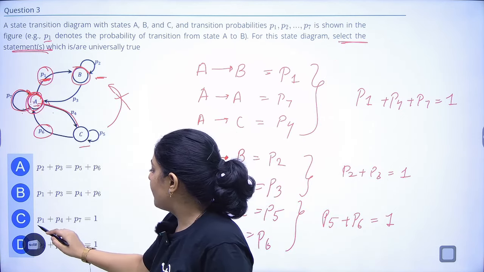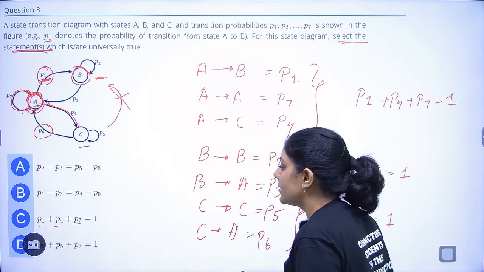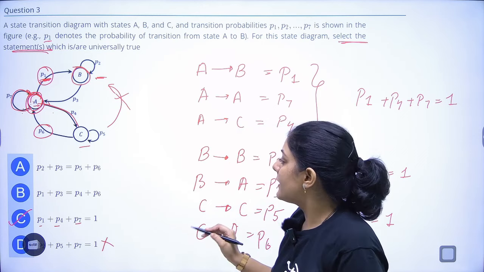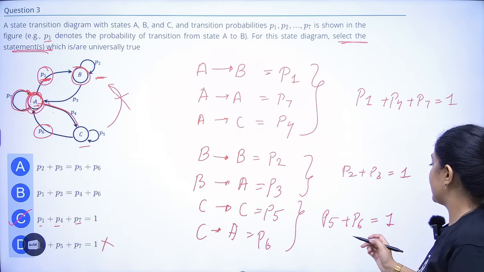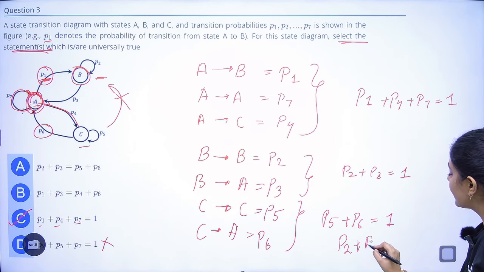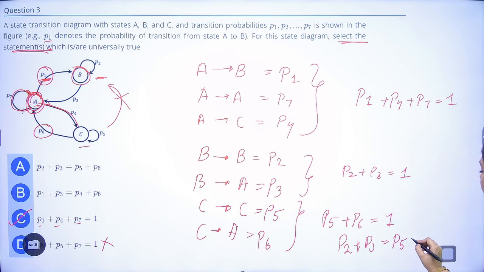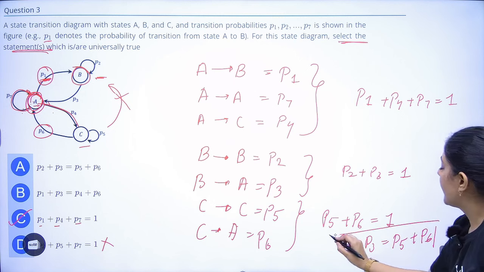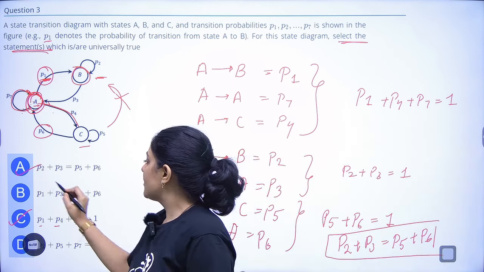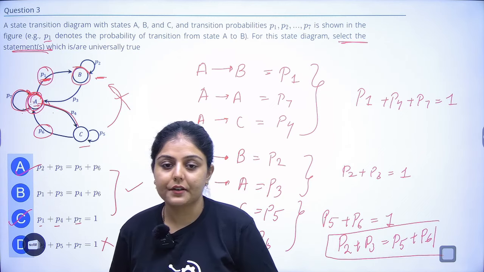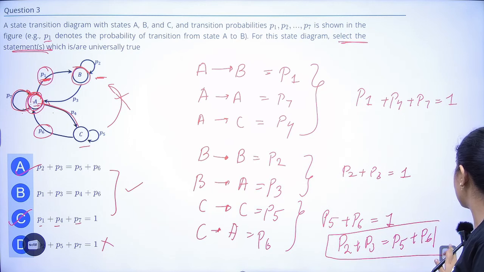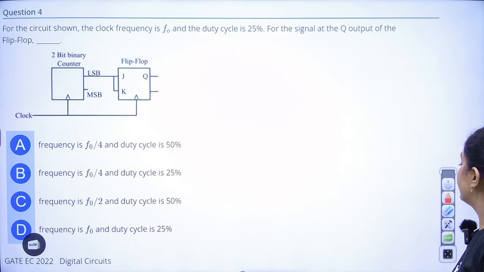Now let's see, P1 plus P4 plus P7 is equal to 1. So this is true. Now it says P2 plus P3 is equal to P5 plus P6. Yes, we can say that because they both are equal to 1. So both the options are correct. This is how we can study state diagrams. Nice. Moving to the next question.